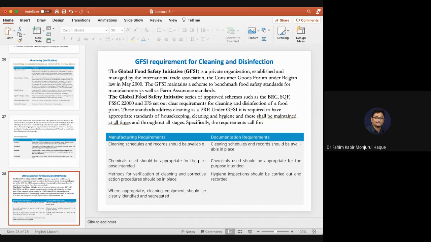Something like that. Suppose this is a private organization. Say for example, now Bangladesh has joined the GFSI. In that case, Bangladesh will follow their guideline. So for example, the Bangladeshi government has joined with the GFSI, and the Bangladesh government told every food company and every food manufacturer that they have to use the GFSI guideline. That means they have to fulfill the GFSI requirements.